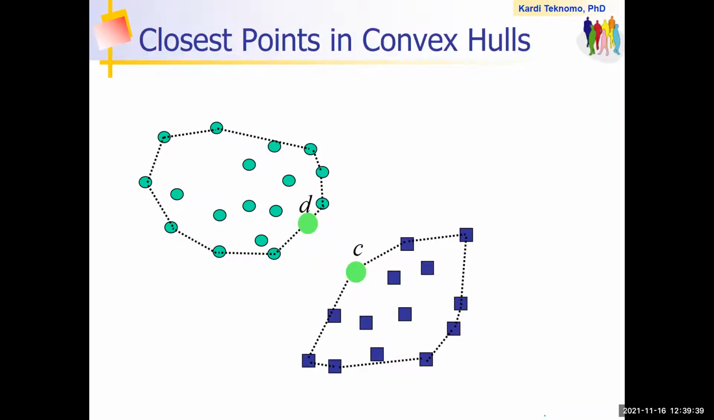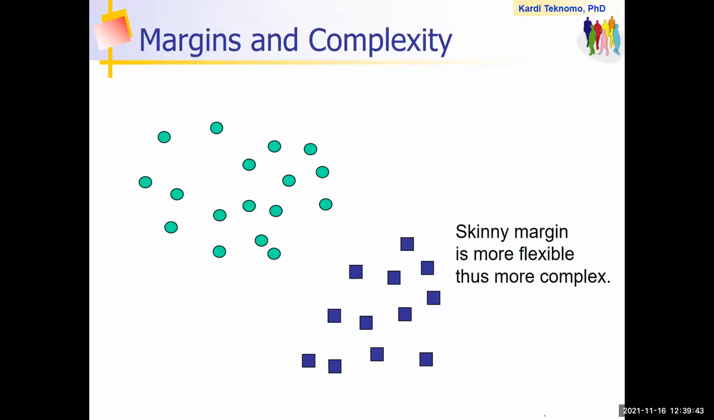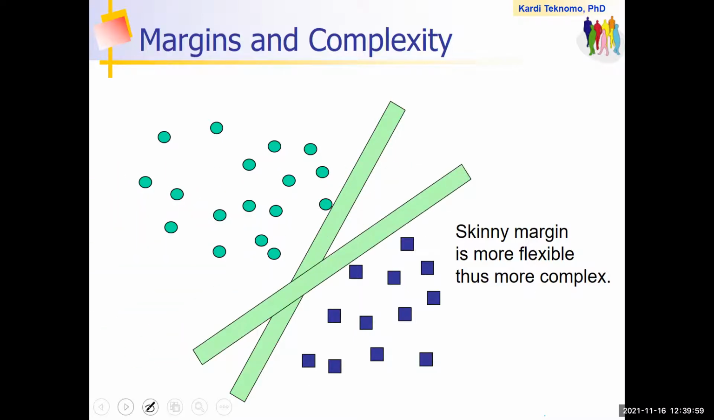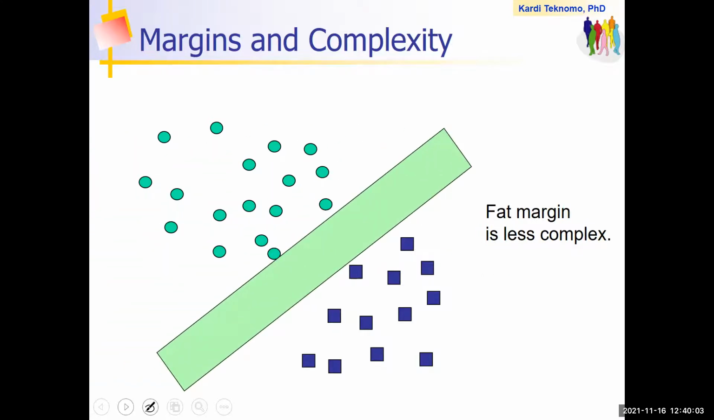So that is what we have in here, yeah? So for example, if you have a skinny margin, okay, they are more flexible, but actually more complex, right? But if you have a thicker margin, okay, it's less complex.